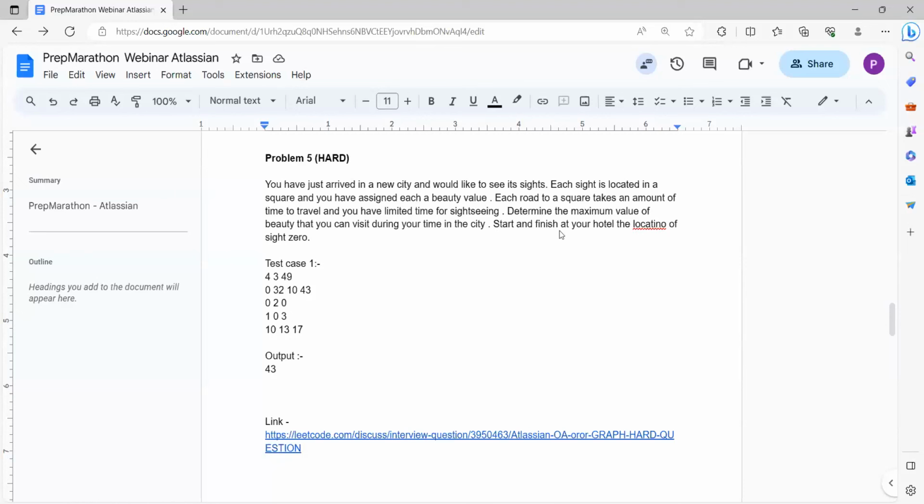and start and finish at your own hotel. So you need to come back to your own hotel. This is a normal general scenario also. We start from our hotel, go somewhere and come back to our own hotel.